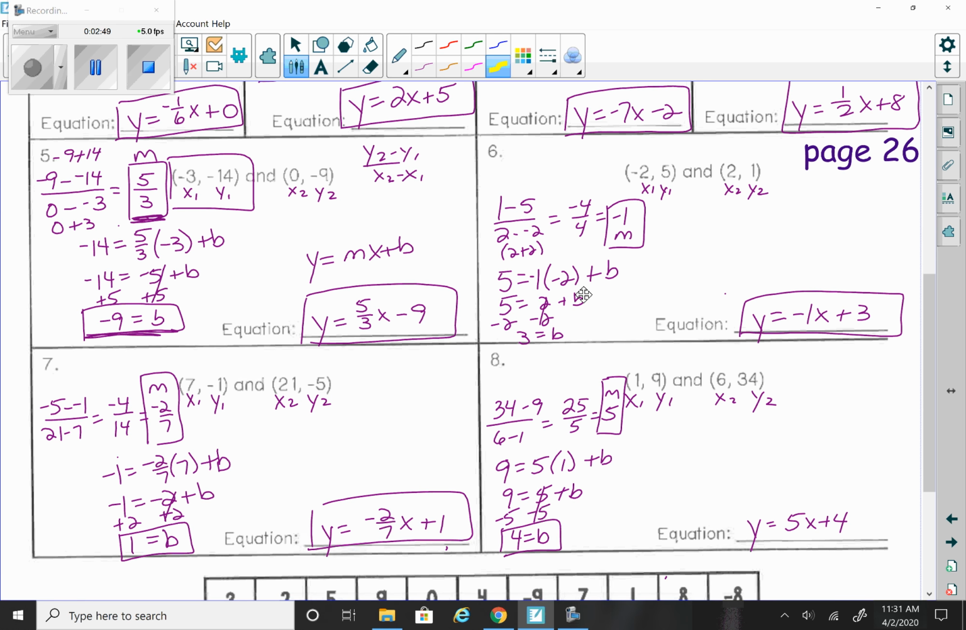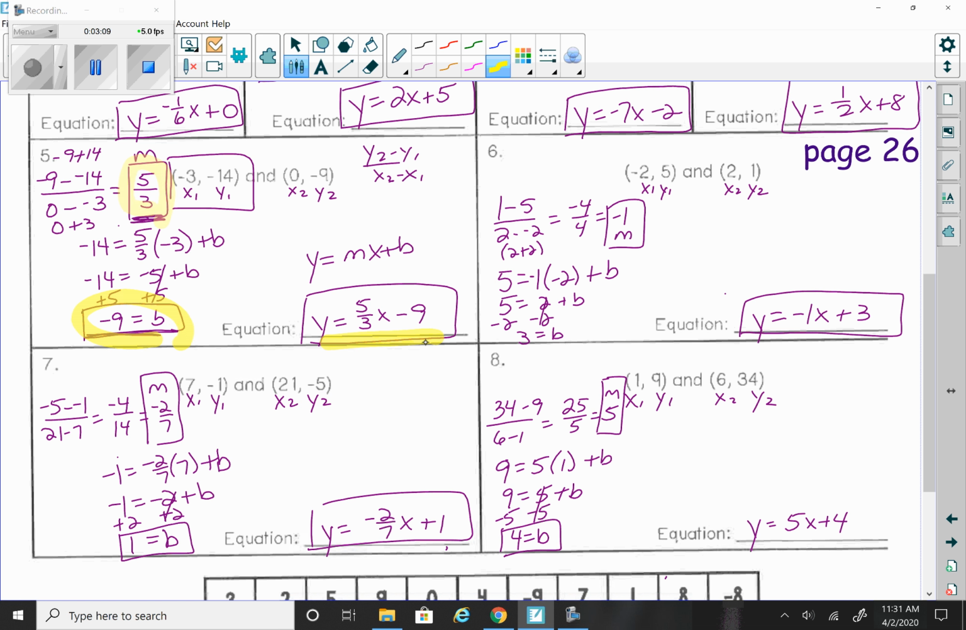If you want, go ahead and pause the video so you can double check your values. Again, I was taking the 2 points, plugging them in to calculate the slope. Then I took the slope and one of the points, plugged it into y equals mx plus b, and I solve that equation for b. Then I can take the slope and the b value and write my equation.